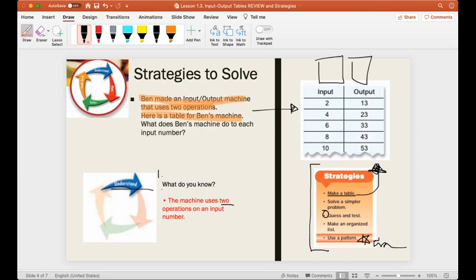We also know that the input starts at 2, and we know that the output starts at 13. It's just helping us understand, then we can investigate how these 2 are related. How are these 2 values related, so we can start figuring out what these operations are. Well, that's supposed to be a question mark, and I really messed up.